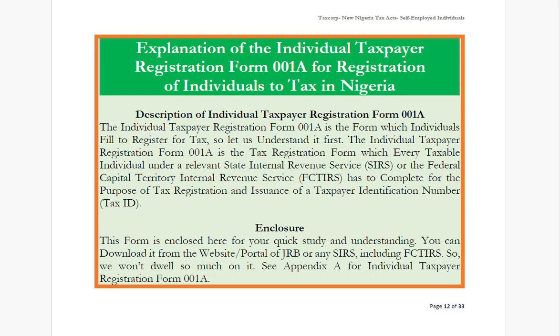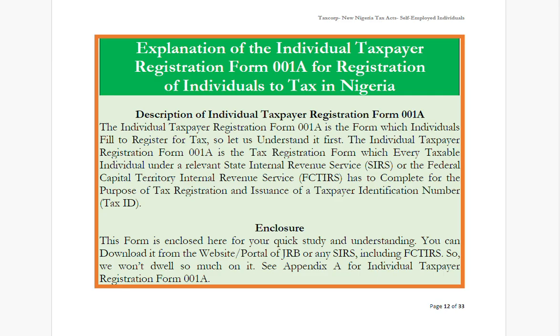See Appendix B. Explanation of the Individual Taxpayer Registration Form 001A for registration of individuals to tax in Nigeria. Description. The Individual Taxpayer Registration Form 001A is the form which individuals fill to register for tax. So let us understand it first. The Individual Taxpayer Registration Form 001A is the tax registration form which every taxable individual under a relevant State Internal Revenue Service or the Federal Capital Territory Internal Revenue Service has to complete for the purpose of tax registration and issuance of a taxpayer identification number called tax ID.